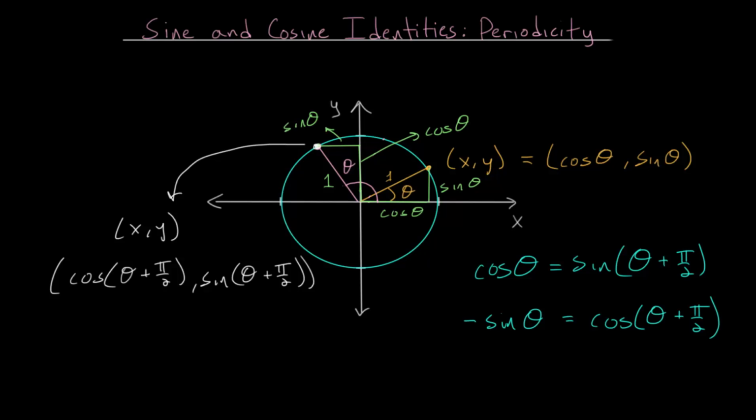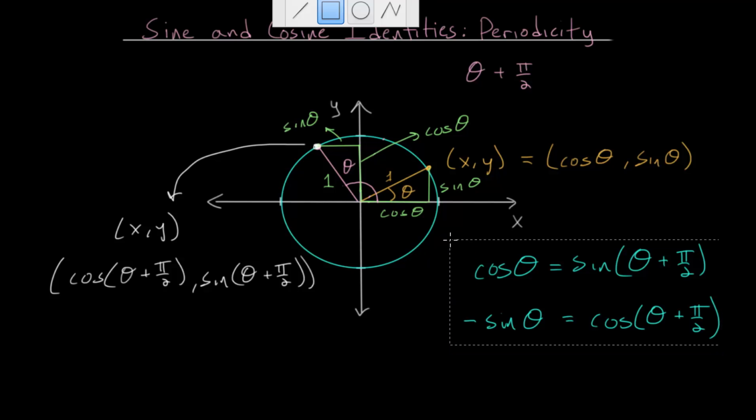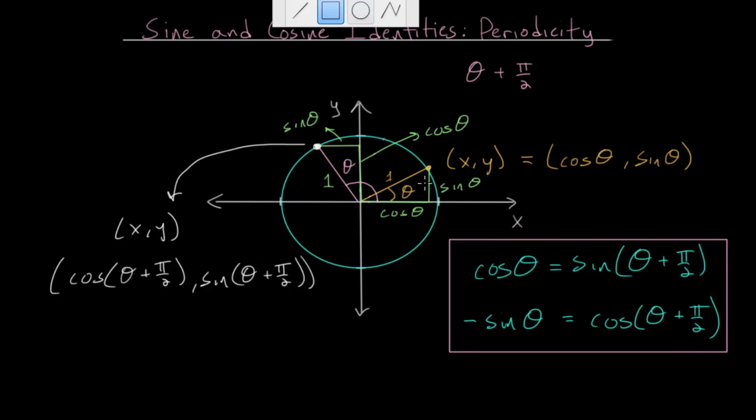In the previous video, we looked at the sine and cosine identities for periodicity, where basically we took our angle theta and added pi over 2 to it to find these identities right here. The general strategy was that we started with a ray in this first quadrant, this orange line here, and we looked at its x and y values on the unit circle.